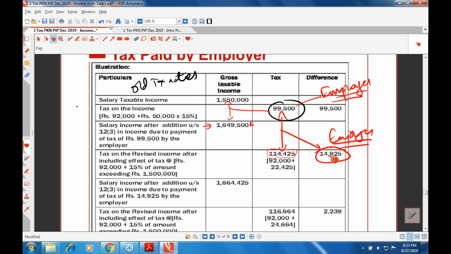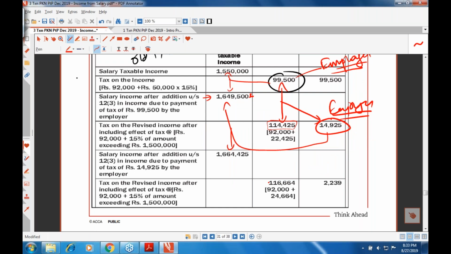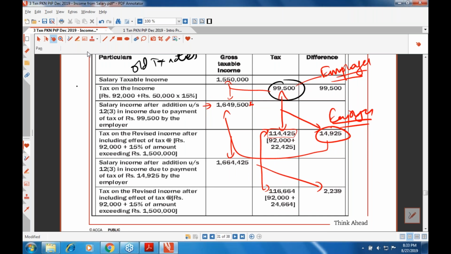What next? This amount, which is 14,925, is added to this amount. The additional amount is added to this income, so you get this. Then you establish a tax liability again on this. The difference between these two is paid in here. So basically we continue this exercise till the time this additional amount becomes zero. In this example, the original salary was 1.55 million, but the cumulative tax paid of 116,000 is now going to be added to the salary. Resultingly, this is where you are going to stand.